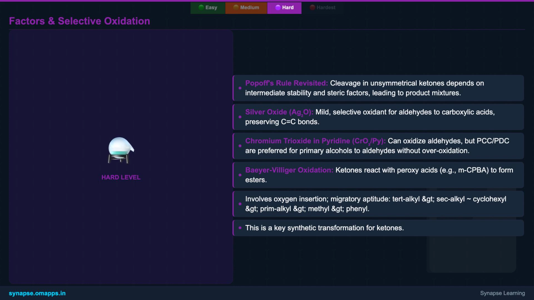Beyond general oxidation, we have selective techniques. Silver oxide is great for oxidizing aldehydes without touching double bonds, and the Baeyer-Villiger oxidation is a fascinating way to convert ketones into esters using peroxy acids, involving an oxygen insertion and a group migration.